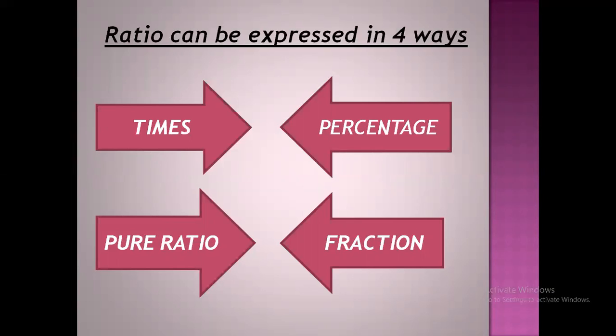Times. When a number is expressed in times, a particular figure is compared to another figure. For example, trade payable turnover ratio shows the relationship between credit purchase and the average trade payable. Suppose credit purchase is 4 lakh and the average trade payable is 1 lakh. That means credit purchases are 4 times the trade payable. This is called, the ratio is expressed in times.